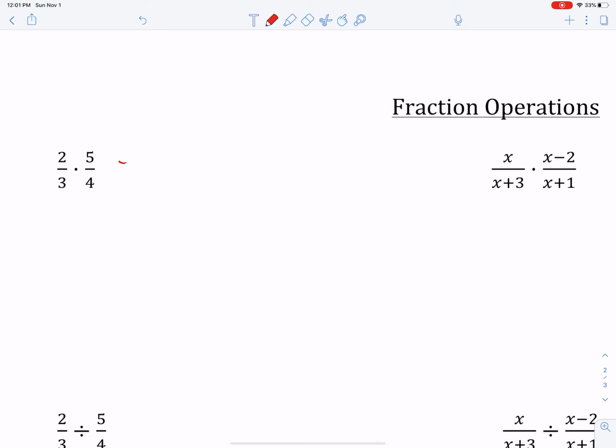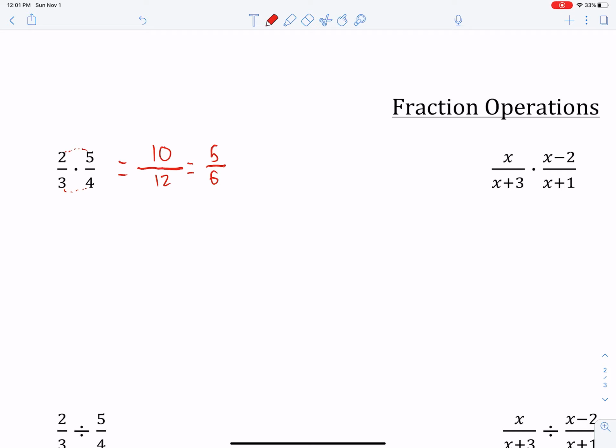To multiply fractions, you multiply the top parts and multiply the bottom parts. So on the top, 2 times 5 is 10. On the bottom, 3 times 4 is 12. And after multiplying, you look to see if you can reduce it. Here, 10 and 12 are both divisible by 2. So you would divide them both by 2 and you get 5/6.